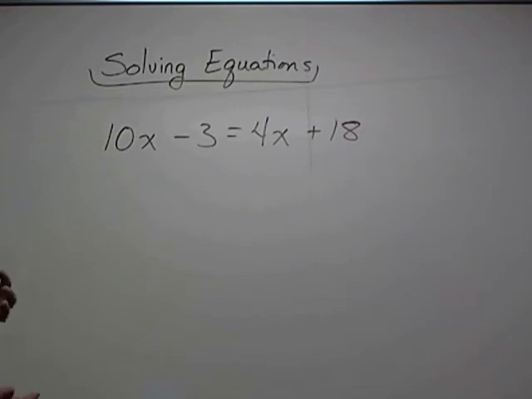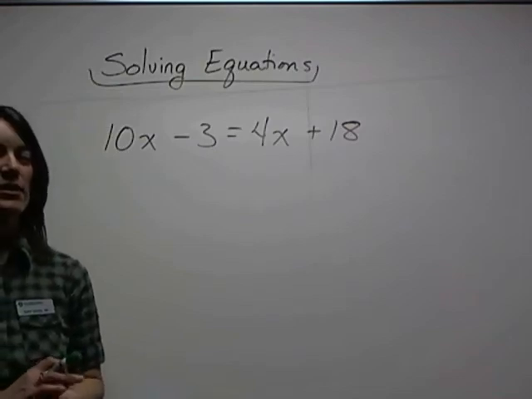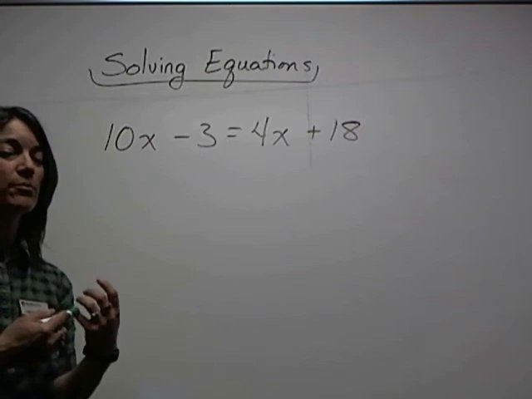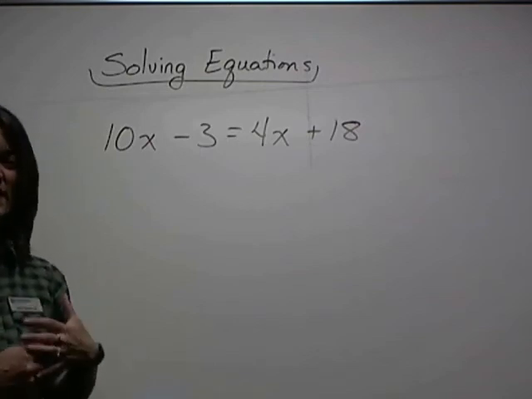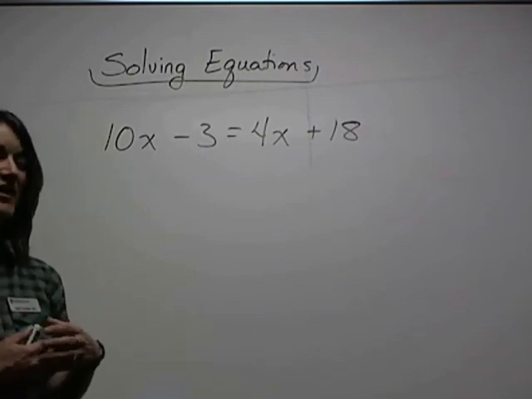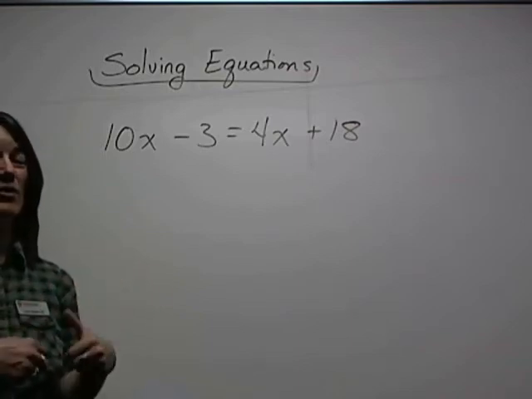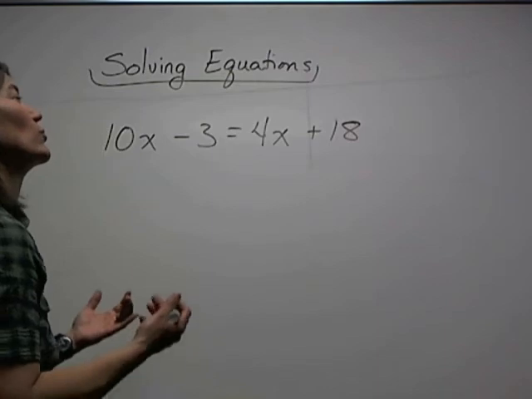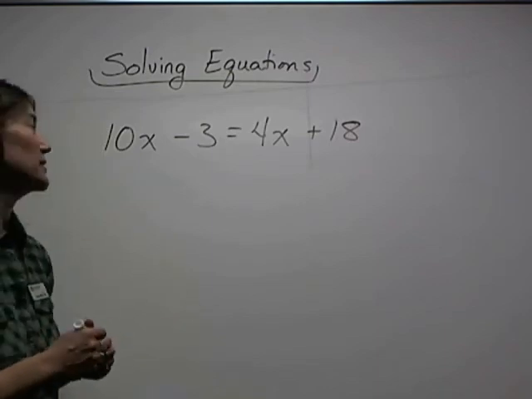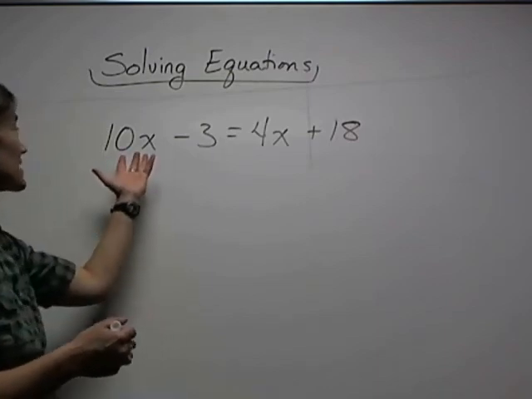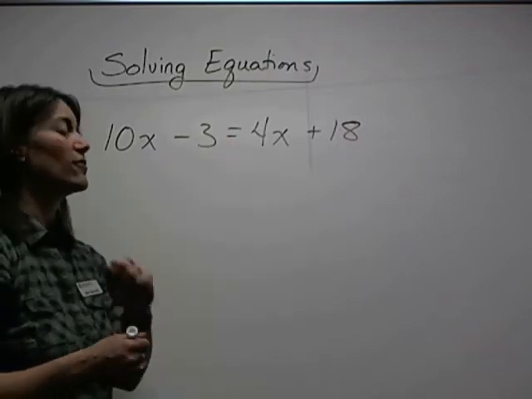I want to put all my variable terms together first because I want to control whether the number in front of that variable is positive or negative. If I can make sure that it's positive, then I don't have to worry about that boo-boo mistake that we have the tendency to make later when we lose the negative when we divide. So I see that I have 10 x's on this side. On the other side, I have 4 x's.